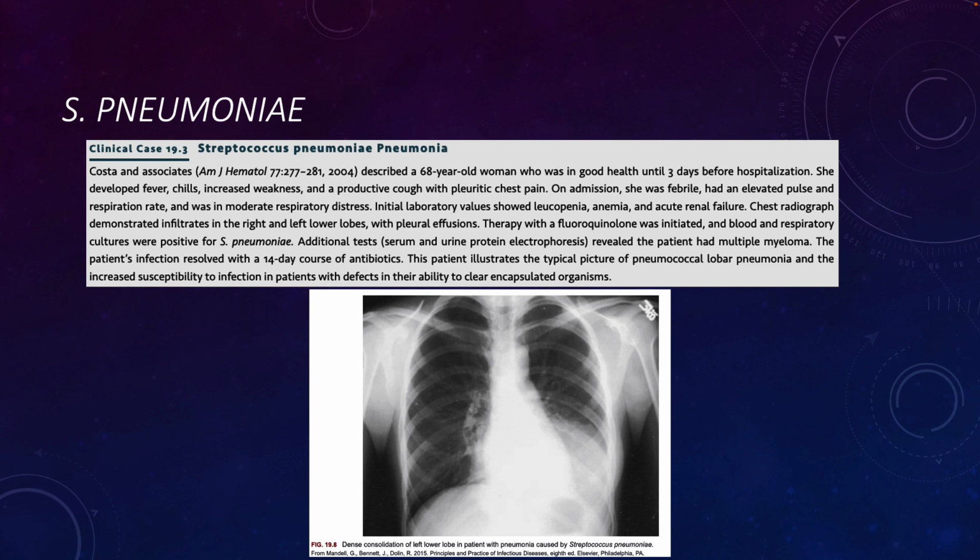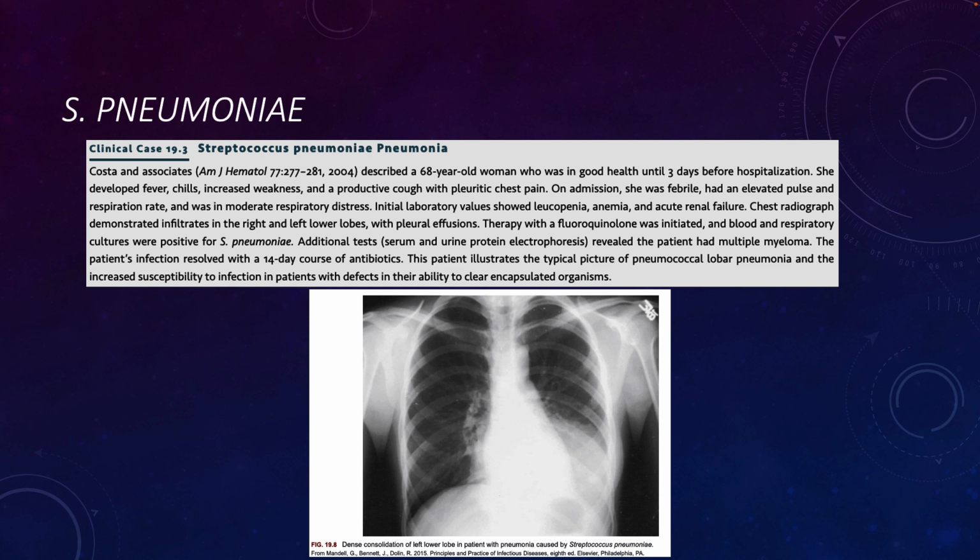So Streptococcus pneumoniae causes pneumonia. A 68-year-old woman was in good health until 3 days before hospitalization. She developed fever, chills, weakness, that productive cough with the chest pain kind of deep in the chest cavity. She had a fever, elevated heart rate, elevated respiration. She was in moderate respiratory distress. She had abnormal white blood cell count, low red blood cell count. She was in acute renal failure.